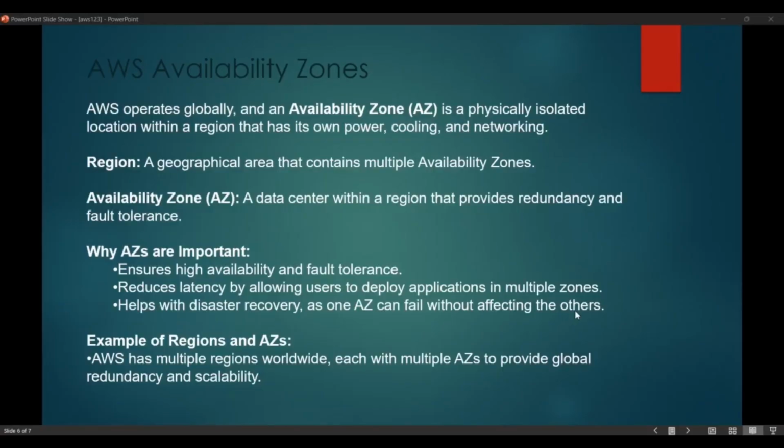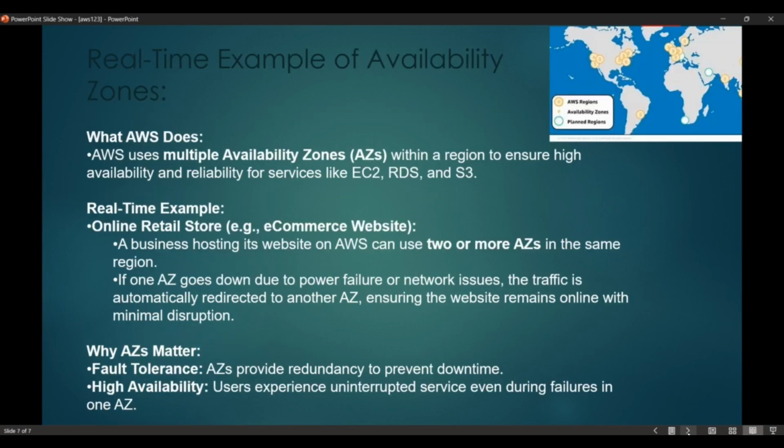You guys got some idea about what availability zones are and how they are used. Now I'm going to tell you one example, the best basic example of where we can implement this. For example, say we have an e-commerce website. There are multiple retail stores or e-commerce websites we are going to create. For business, hosting this in AWS, we can use two or more availability zones, but in the same region. And if any one goes down due to power failure or some issue or short circuit, the traffic is automatically redirected to another availability zone.